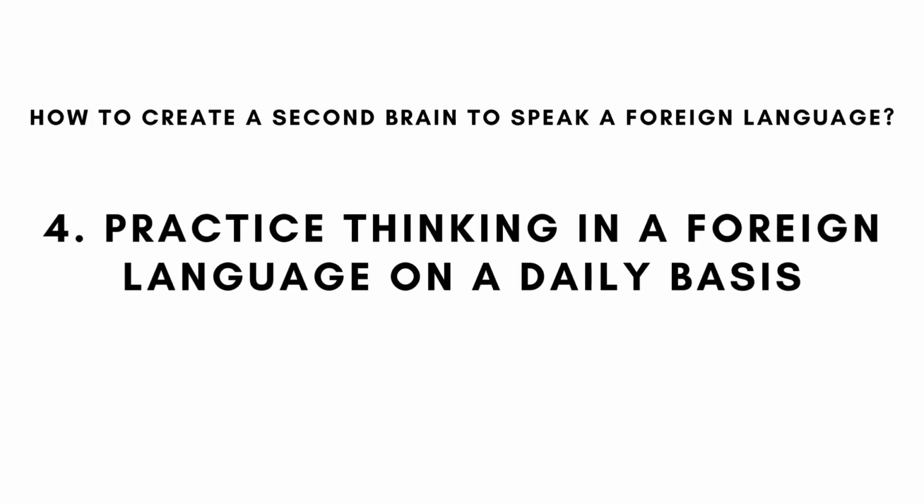How to create a second brain to think in a foreign language. Number 4. Practice thinking in a foreign language on a daily basis. So to be able to think directly in a foreign language, you have to practice it. You don't have to say things out loud all the time. You can just talk to yourself in your head in a foreign language instead of thinking in your native language. In this way, you will start expressing your thoughts and feelings more naturally in the foreign language. And you will also notice what kind of words you don't know.